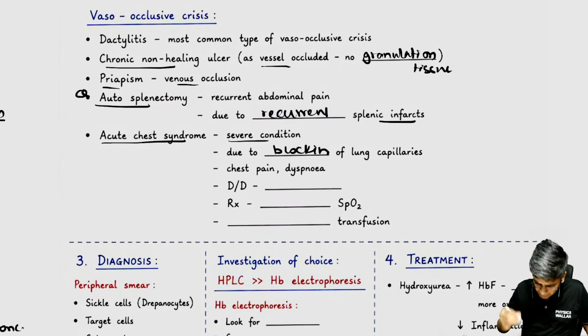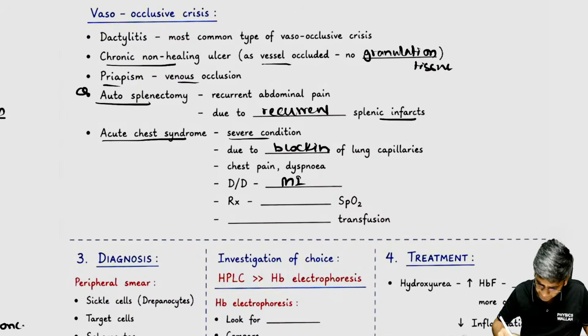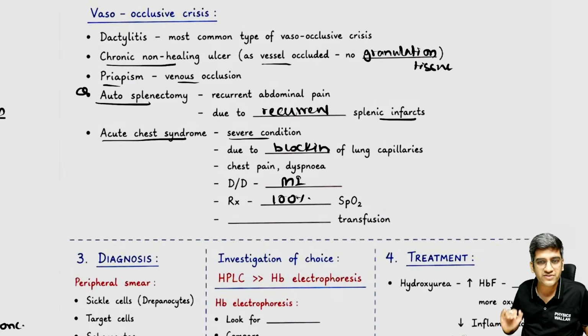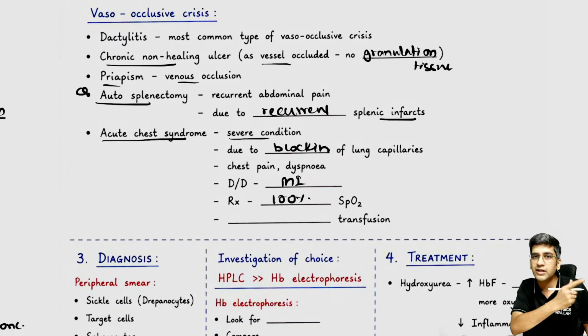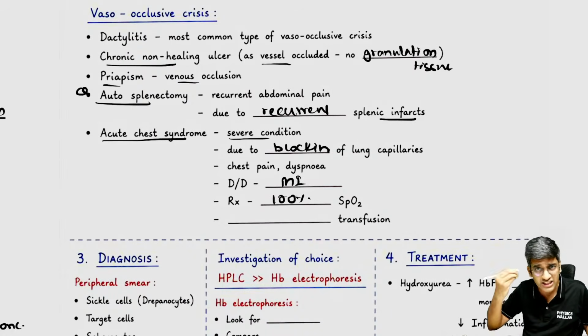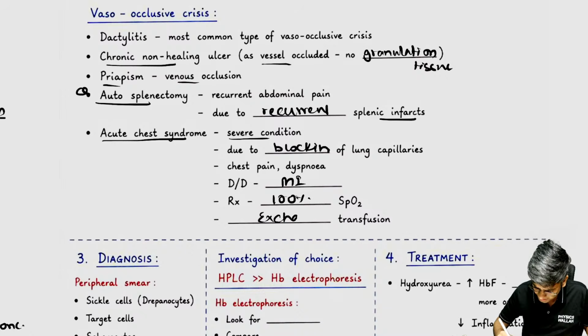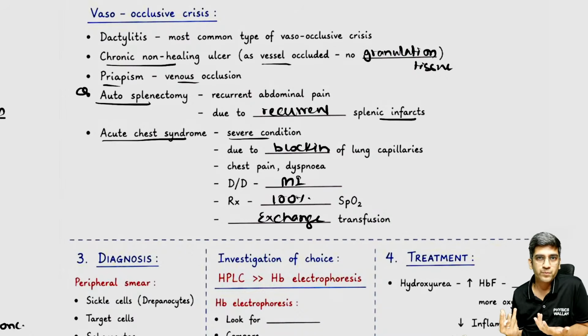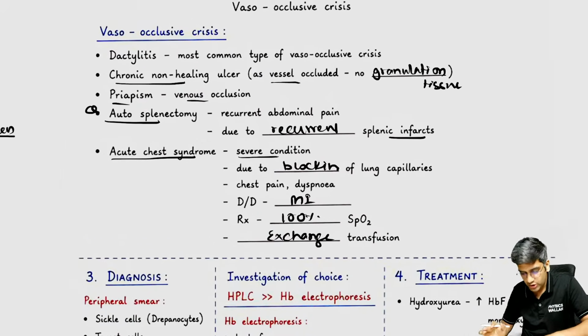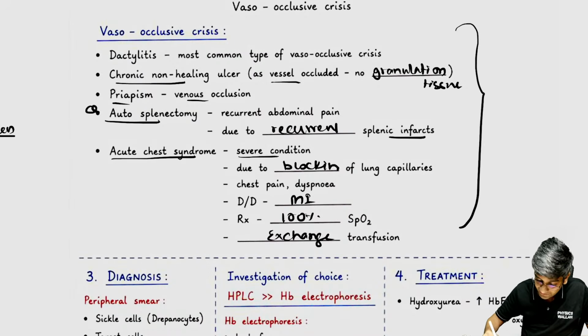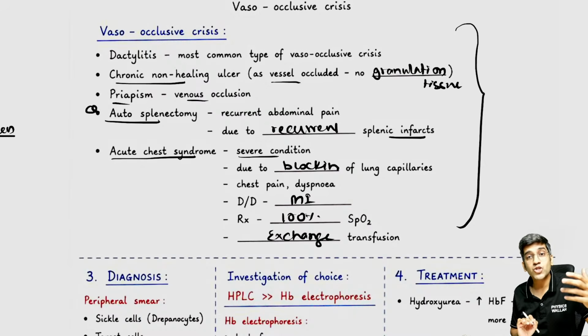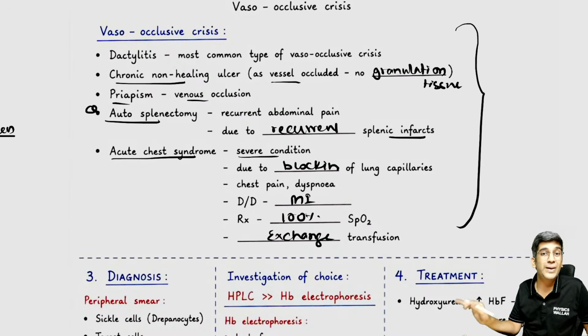It presents like MI, mimics MI, the differential diagnosis is MI. Treatment is to maintain 100% saturation, give oxygen till SpO2 becomes 100%. It will automatically reverse, come back to normal. Or if it doesn't work, you have to go on with an exchange transfusion. Give new blood, so that sickle is not there, I introduce normal blood, so automatically it goes away, right? So that's your vaso-occlusive crisis. That's how most of them will present. Here, in the clinical features, I have not even mentioned anemia because anemia is not the primary presentation of sickle cell anemia. It's pain which is the primary presentation.